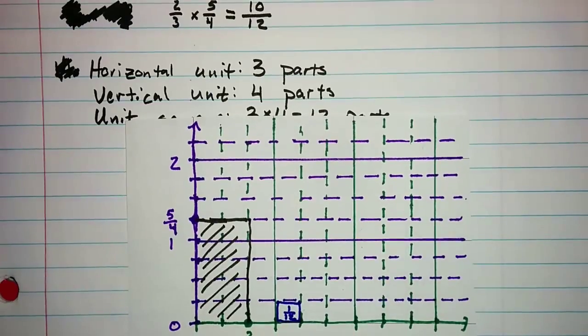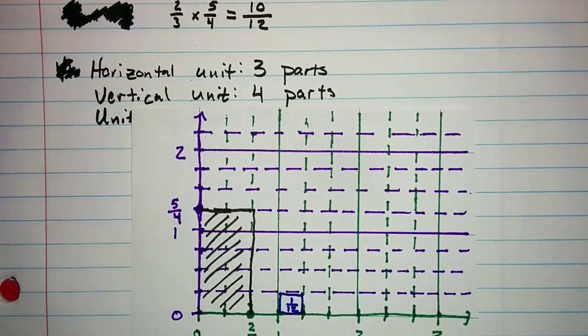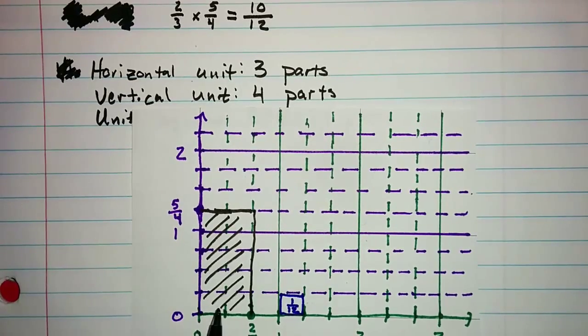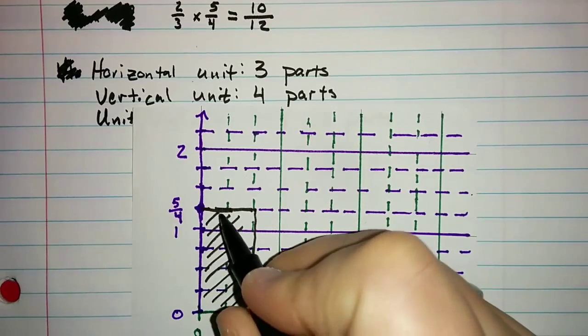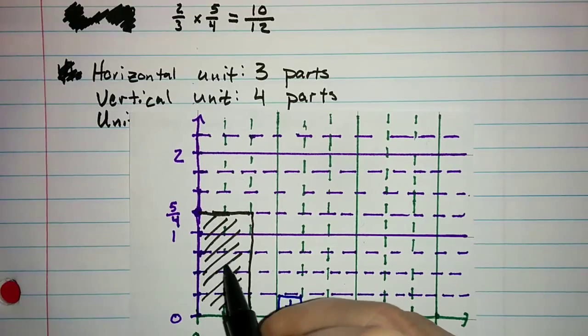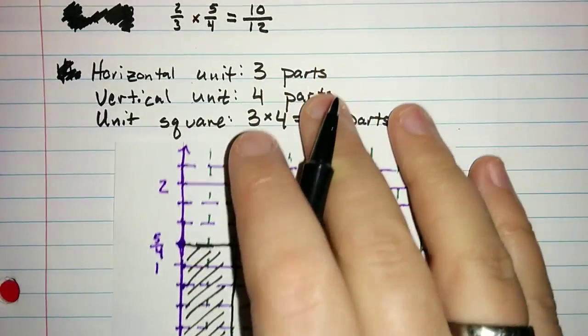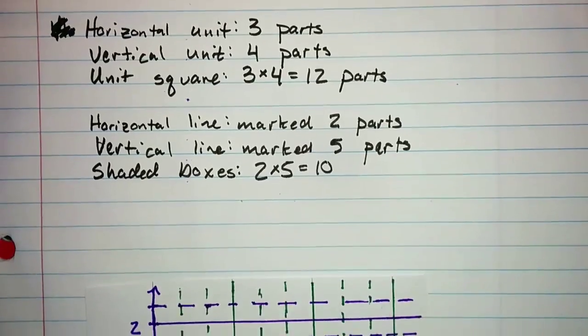All right, then how did we know we were going to mark 10 of them? Well, on the horizontal number line we marked 2. And on the vertical line we marked 5. So we had 5 rows with 2 boxes in each row marked. We had 10 marked. So look at what our procedure was.